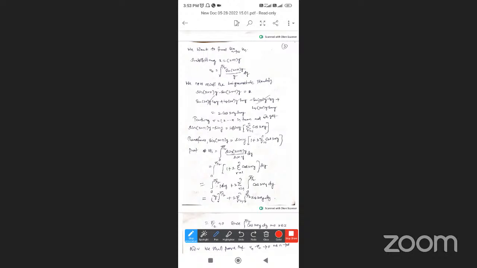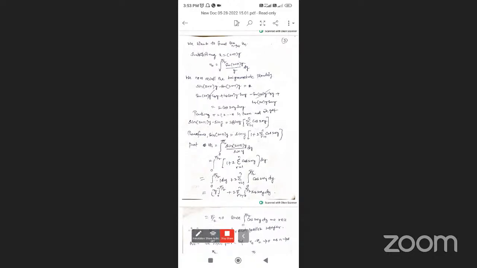Only the integral from 0 to pi by 2 of 1 plus 2 into summation r equal to 1 to n of cos 2ry dy remains. Separately, the integral from 0 to pi by 2 of 1 dy plus 2 into summation of r equal to 1 to n of the integral from 0 to pi by 2 of cos 2ry dy. So 1 into dy is y, with upper limit pi by 2 minus 0, giving pi by 2 minus 0.